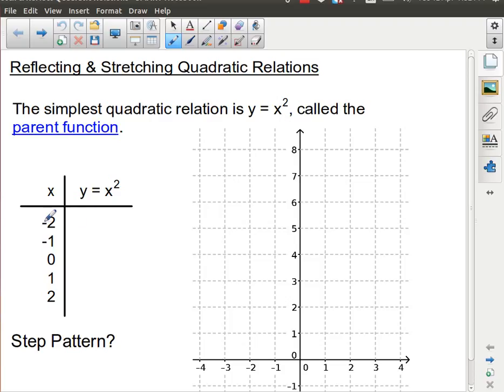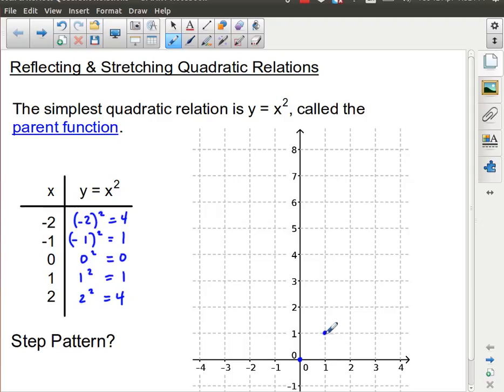It's pretty simple to create a table of values for this. You can see I've got my x values here for the independent variable from -2 to +2. And so if I square each of those, -2 squared, that's equal to 4. -1 all squared, that's equal to 1. 0 squared is simply 0. 1 squared is equal to 1. And 2 squared is equal to 4.